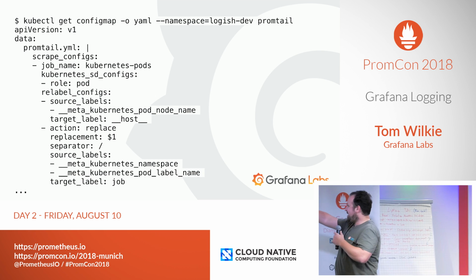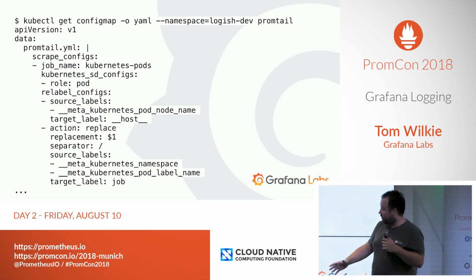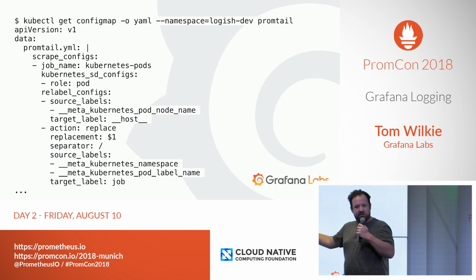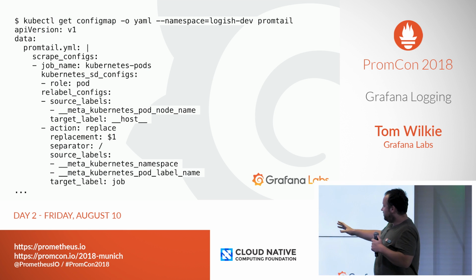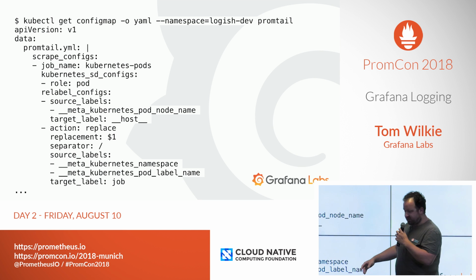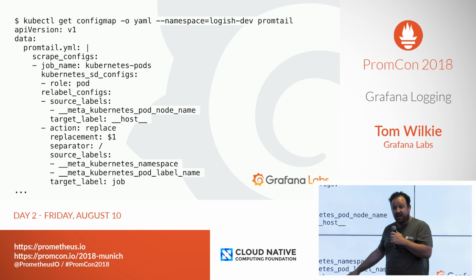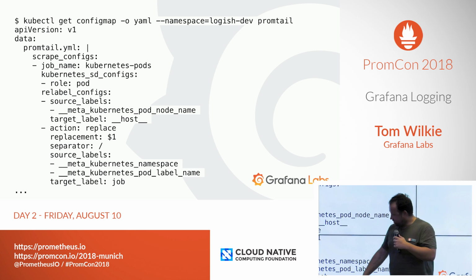I literally ran this command about an hour ago to get the config map for Loki, and if you've ever written a Prometheus config, you'll notice this is identical. I mean, it's literally the same struct. So we use Kubernetes service discovery, and you can do relabeling. I've banged on about this a few times, I like to include the namespace in the job name. So that's the rule to do that.